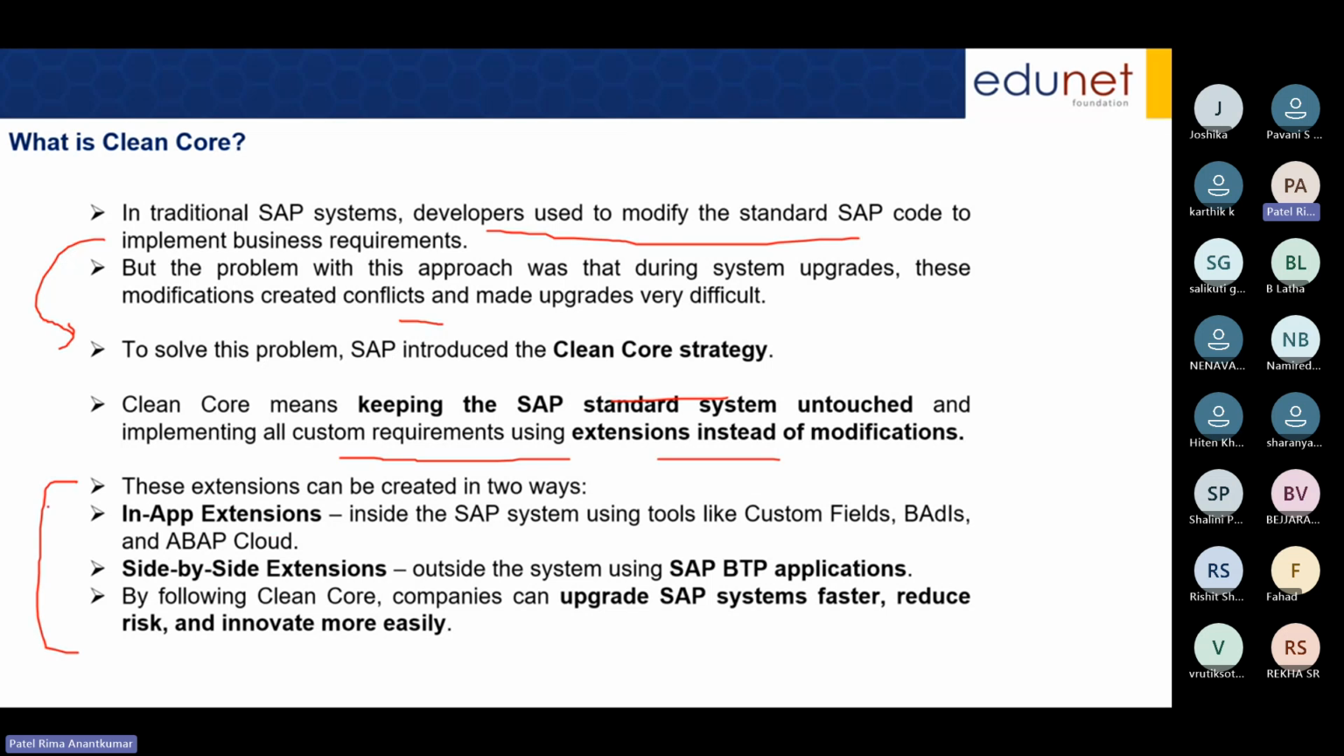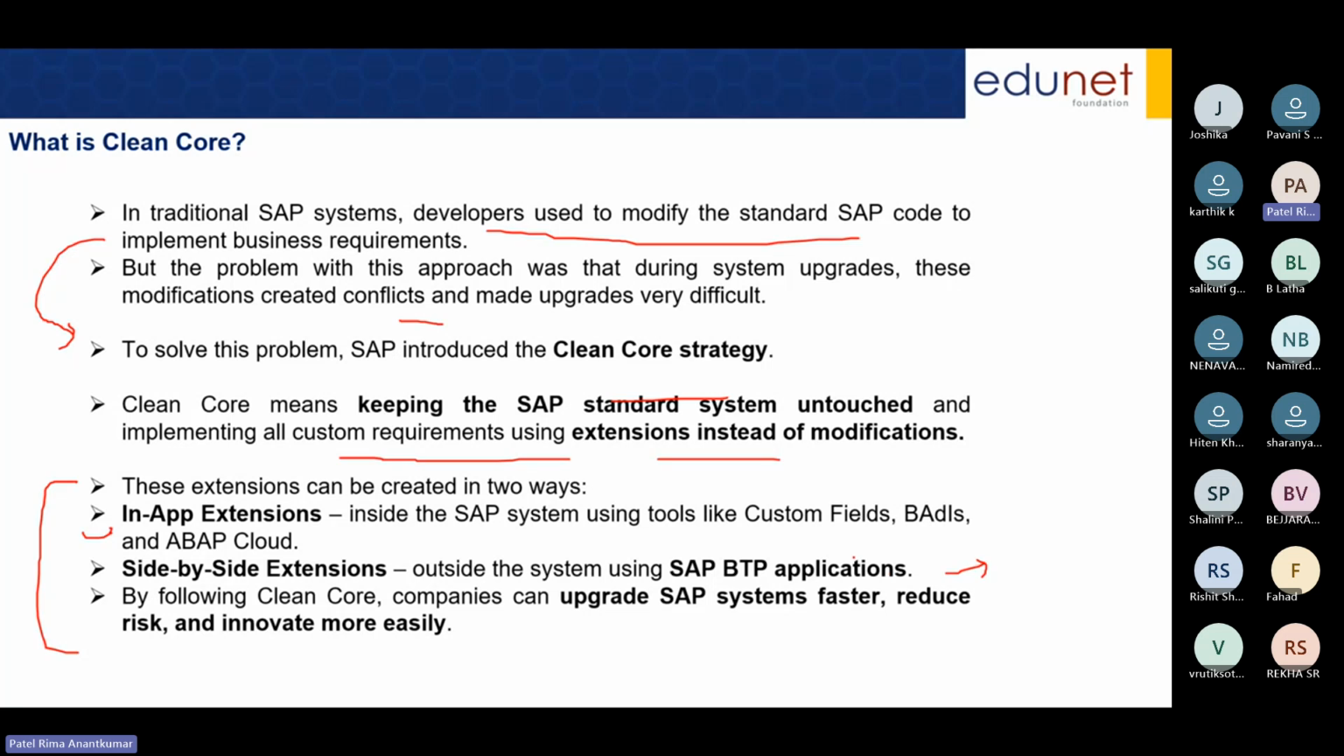So as your answer, Hiten, these extensions can be created in two ways. The first one is in-app extensions, which can be built using custom fields, business add-ins, and ABAP Cloud. While side-by-side extensions can be built using the SAP BTP application on which you have created your account. Then you have used the boosters, right?